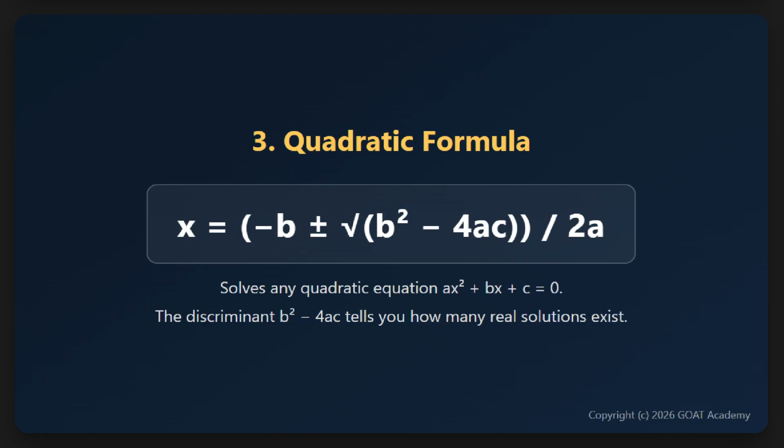The quadratic formula is x equals negative b plus or minus the square root of b squared minus 4ac, all over 2a. This formula gives a solution to any quadratic equation in the form ax squared plus bx plus c equals 0. The part under the square root, b squared minus 4ac, is called the discriminant, and it tells you whether there are two real solutions, one real solution, or no real solutions.